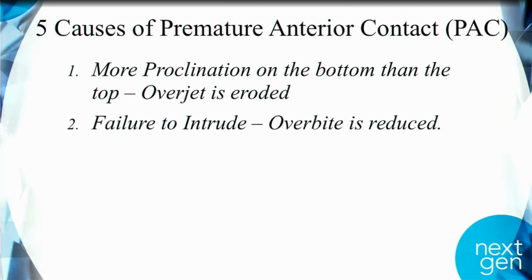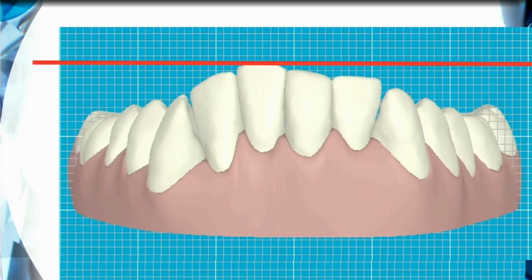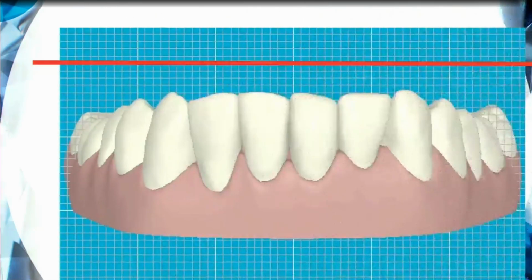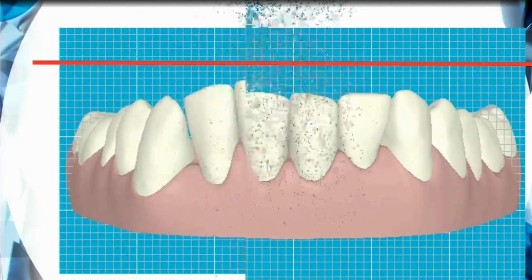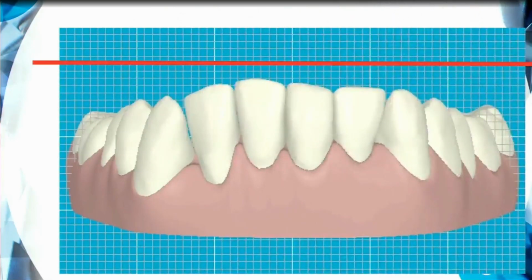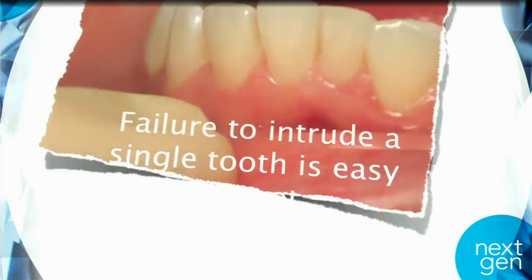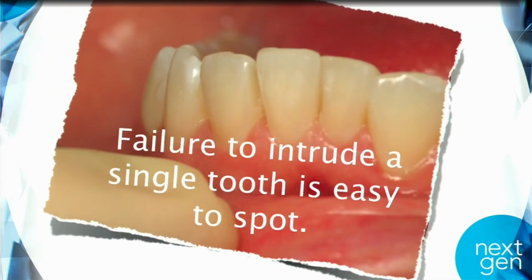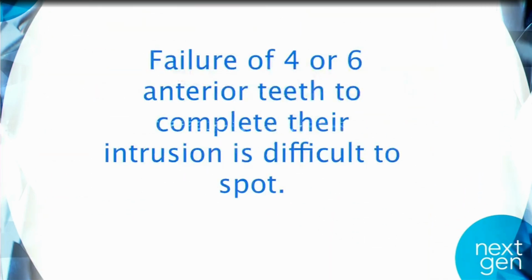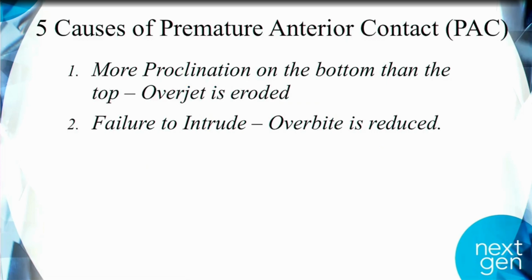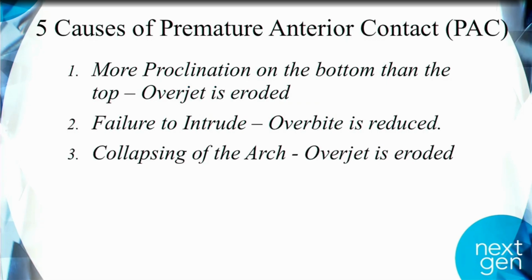Okay, second, failure to intrude. The overbite is reduced. You meant to start out with this and end up with this, but you didn't. You ended up with that. Guess what's hitting? Your front teeth. Guess what's not hitting? Your back teeth. Now take a look at this and you'll see how this plays out. It's easy to spot one tooth that has failure to intrude, but it's really hard to spot a whole bunch of them.